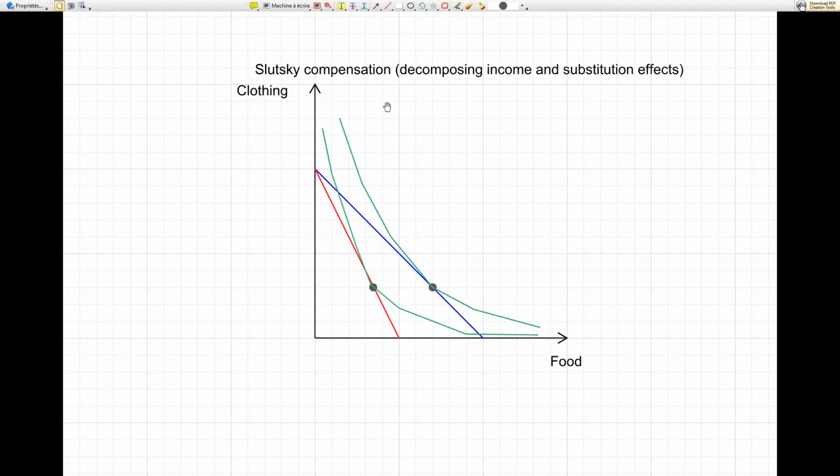So let's call these points. A is where we start and B. So what's going on? Initial basket, initial consumption A, then final consumption B.